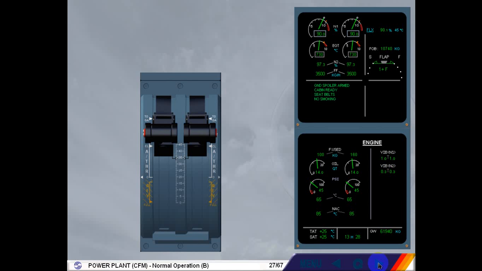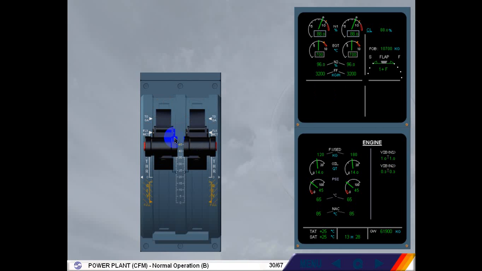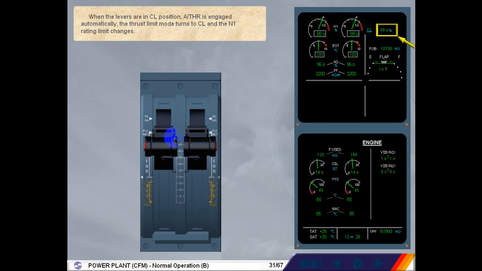At thrust reduction altitude, move the thrust levers to the climb detent when the flashing climb prompt appears on the Flight Mode Annunciator, FMA. Note, auto thrust will now be active. Select climb thrust. When the levers are in climb position, auto thrust is engaged automatically. The thrust limit mode turns to climb and the N1 rating limit changes.